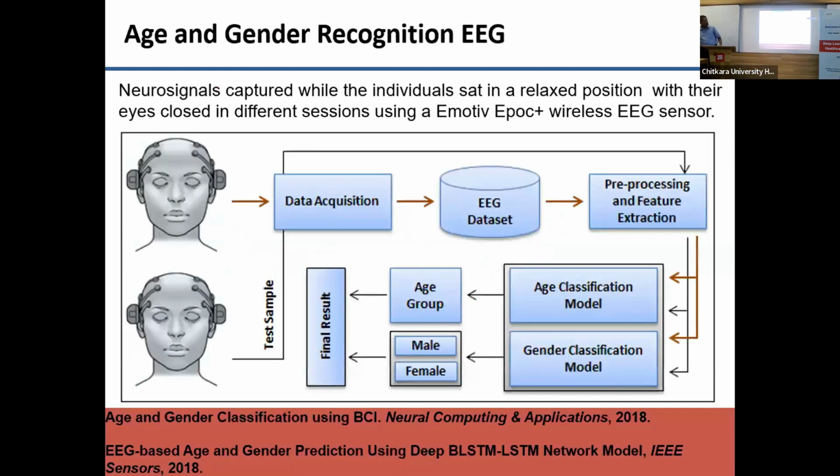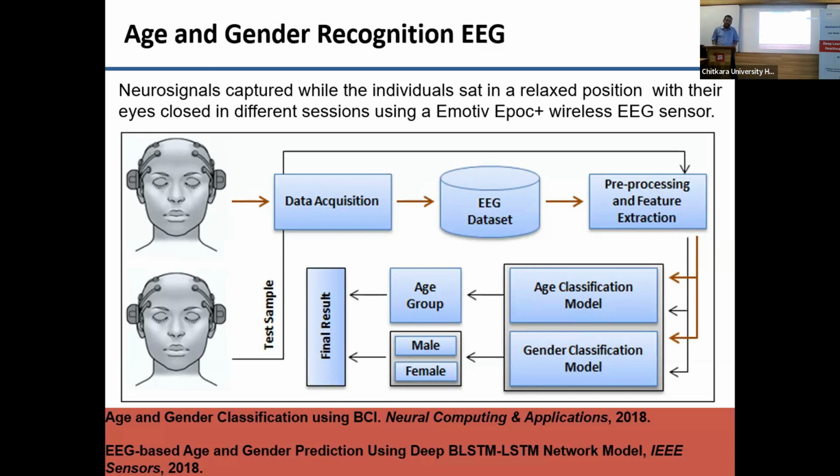So here I'm showing you some applications quickly, and then I will move to the cognitive analysis. First, age and gender recognition. Can I understand from the EEG what the age and gender are of the person whose EEG was collected? For example, I was saying whether I'm in happy mode or sad mode, whether I want to open the door or close the door.